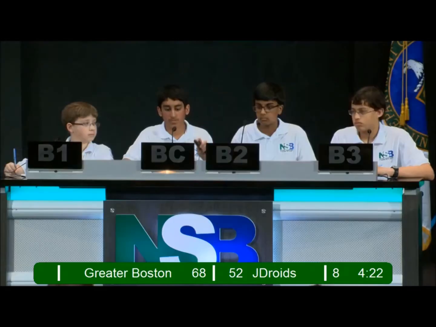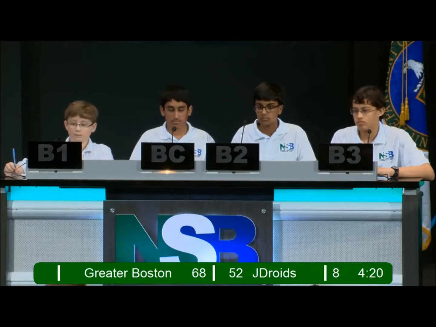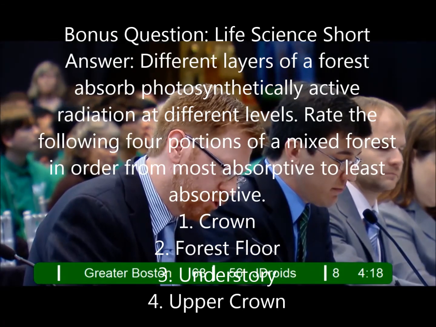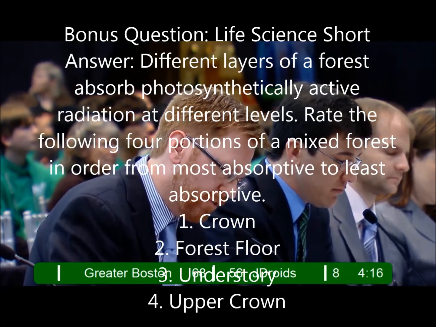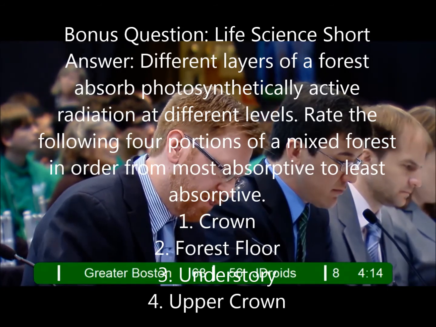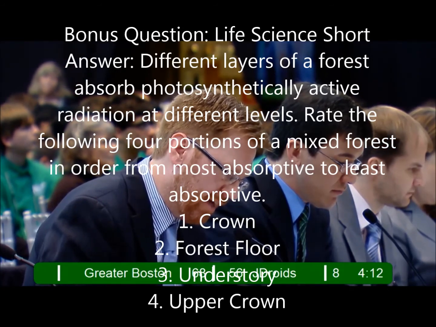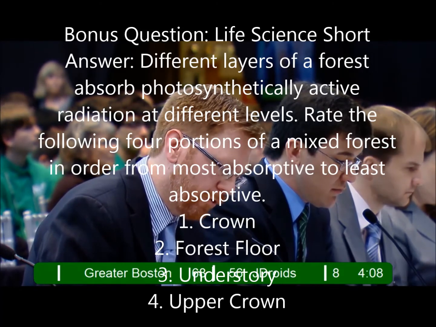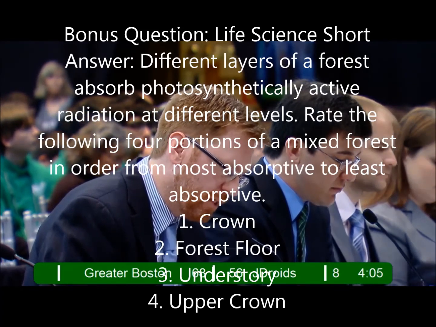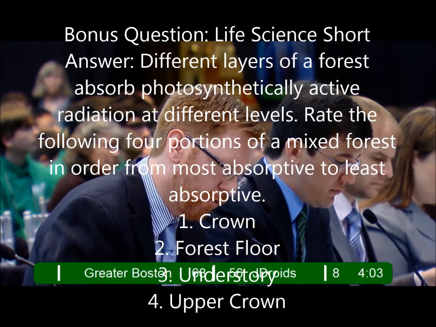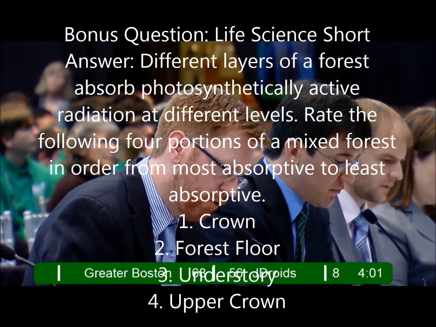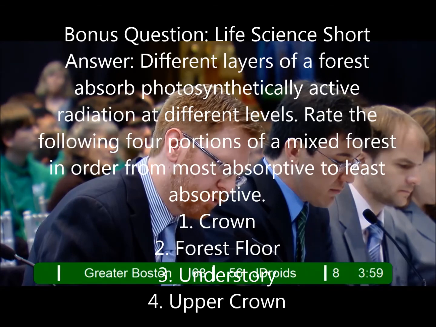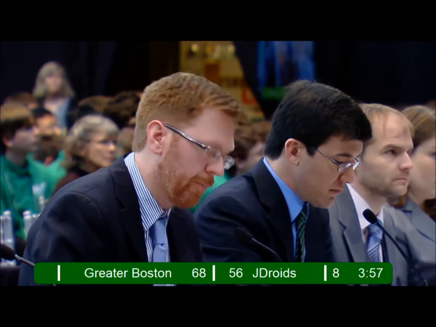Interrupt. B, captain. Magnesium. That is correct. Bonus question, life science, short answer. Different layers of a forest absorb photosynthetically active radiation at different levels. Rate the following 4 portions of a mixed forest in order from most absorptive to least absorptive. 1, crown. 2, forest floor. 3, understory. 4, upper crown.